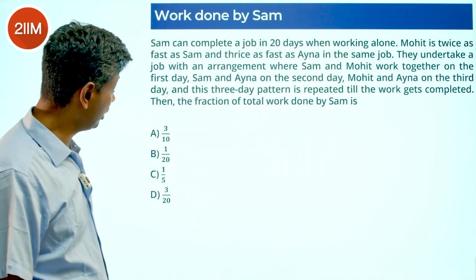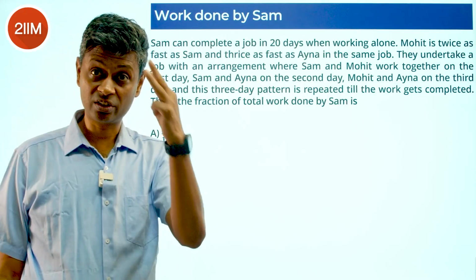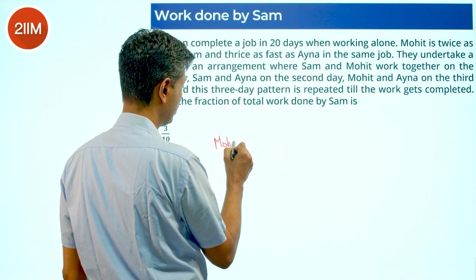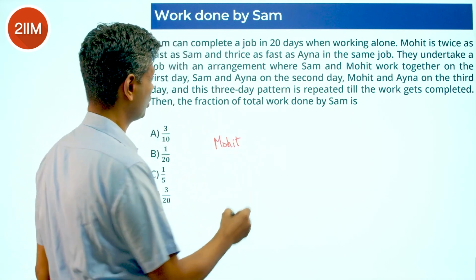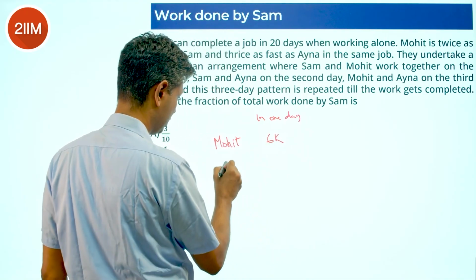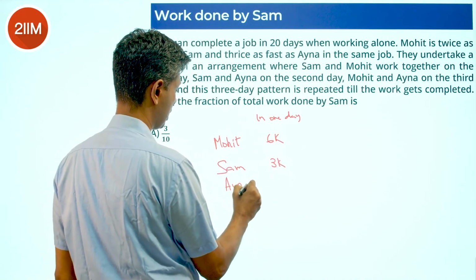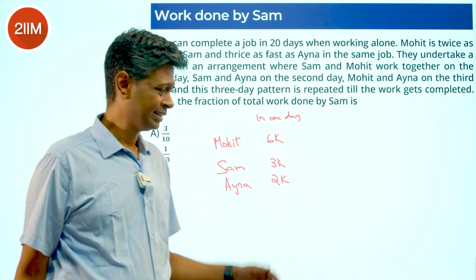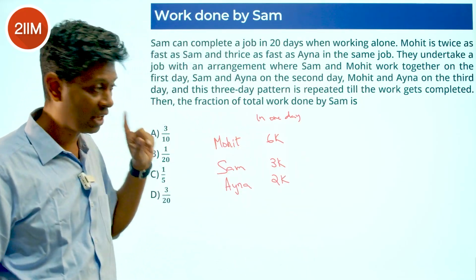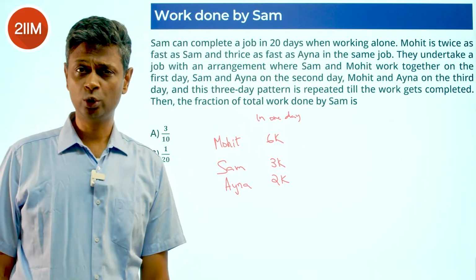Sam can complete a job in 20 days when working alone. Mohit is twice as fast as Sam and thrice as fast as Aina in the same job. Fine. So Mohit is twice as fast as Sam, thrice as fast as Aina, so 2 into 3. In one day, let's say Mohit can do 6K task. Then Sam can do 3K, Aina can do 2K. I'm looking for a number that's a multiple of 2 and 3. 6 works.